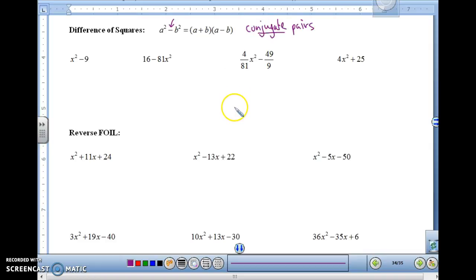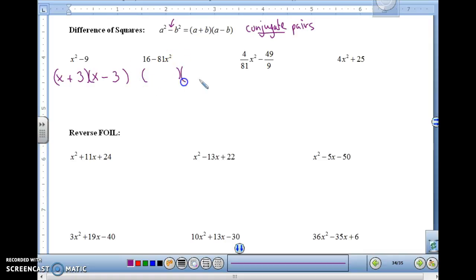And the special thing about them is when you do the outside-inside term and you FOIL them, it comes out to be 0. That's why this only has 2 terms. It is 2 perfect squares with a minus in the middle. So, if we have x squared minus 9, x squared is a perfect square, 9 is a perfect square, there's a minus in the middle, this is going to factor by difference of squares. So it's going to be x plus and x minus, the square root of 9 is 3. Very simple.